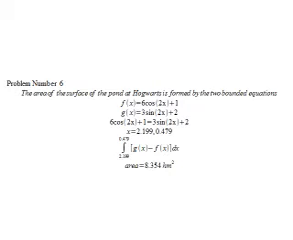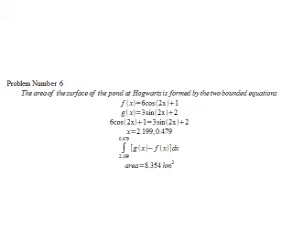The area of the surface of the pond at Hogwarts is formed by the two bounded equations f of x equals 6 cosine 2x plus 1 and g of x equals 3 sine 2x plus 2. In order to find the points of intersection, we set these two equations equal to each other, and we get x equals 2.199 and x equals 0.479.